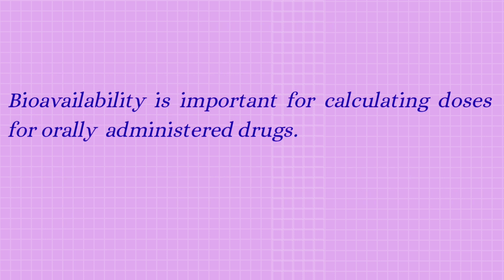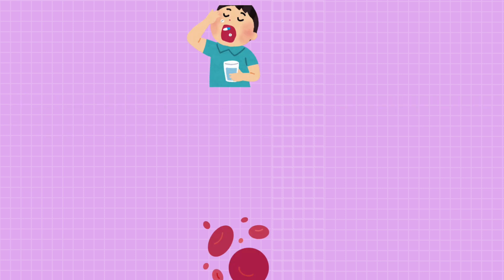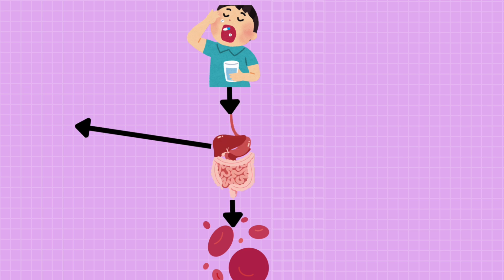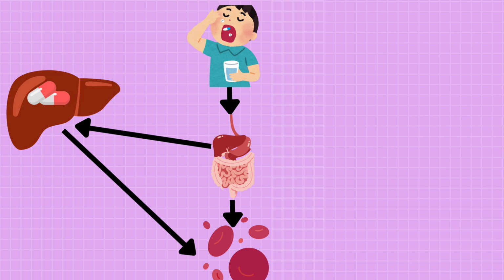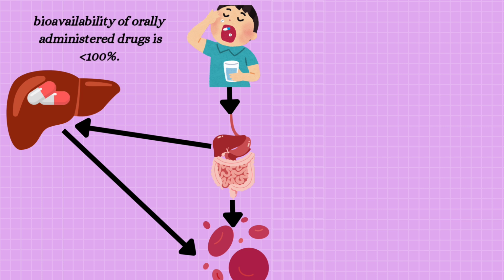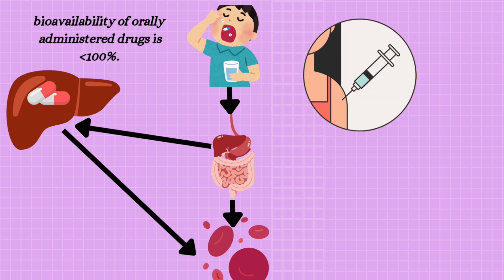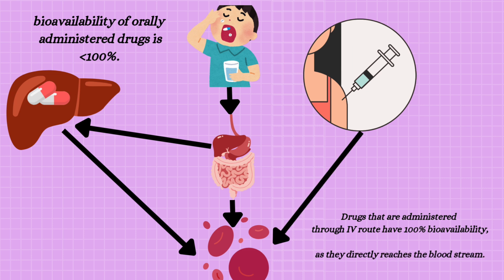Bioavailability is important for calculating doses for orally administered drugs. When a drug is given orally, not all of it reaches the bloodstream because of incomplete absorption from the gut, or first pass metabolism in the liver. As a result of this, bioavailability of orally administered drugs is less than 100%. Drugs that are administered through the IV route have 100% bioavailability, as they directly reach the bloodstream.